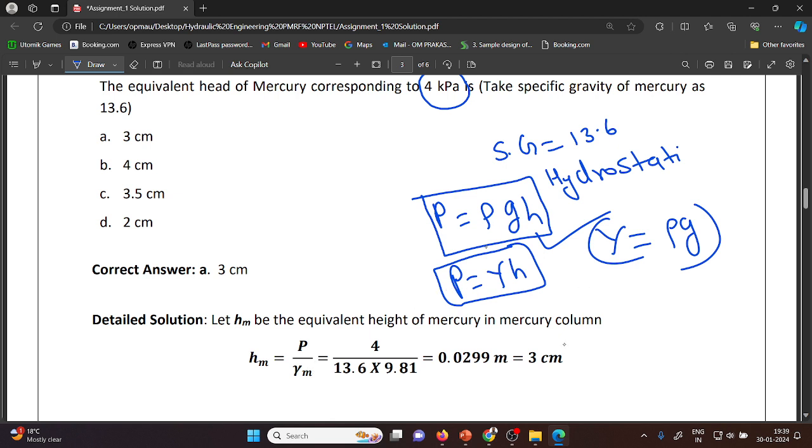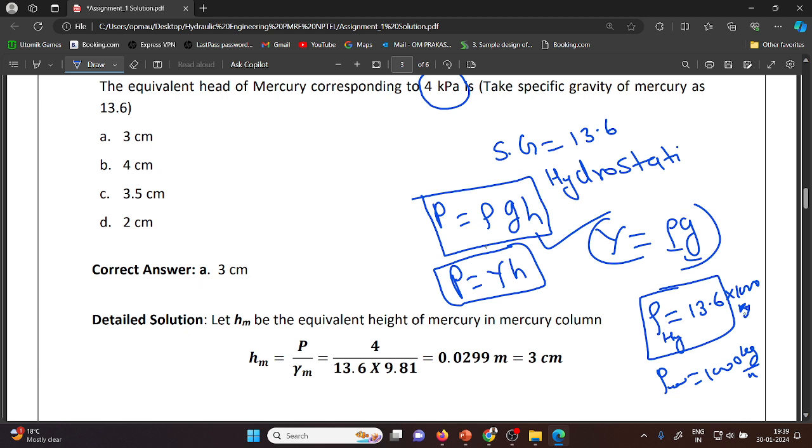And what is your gamma? Your gamma is nothing but rho g, 9810. No, for mercury here you need to apply the 13.6, right? In case of water, you can take 1000 kg per meter cube. But rho here is the specific gravity 13.6 multiplied with 1000, in kg per meter cube. Okay, so this is the basic concept. Always remember.